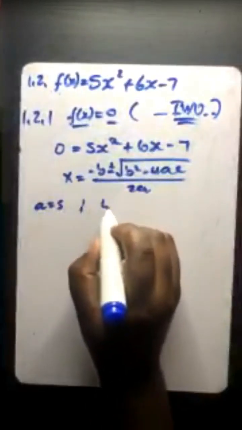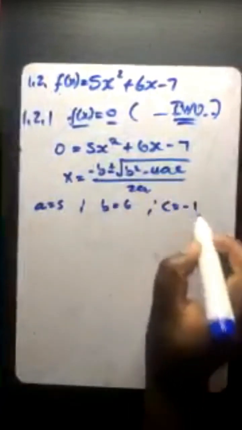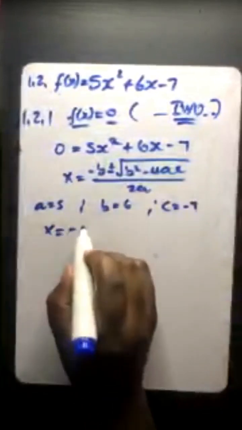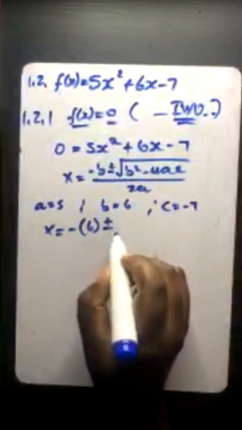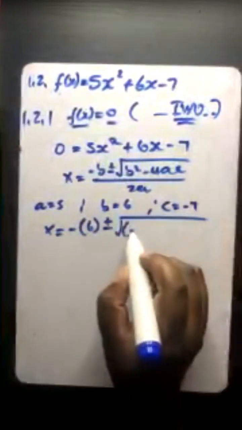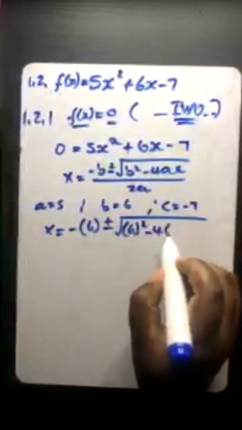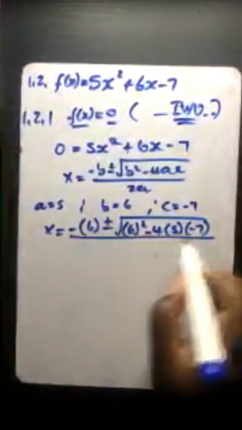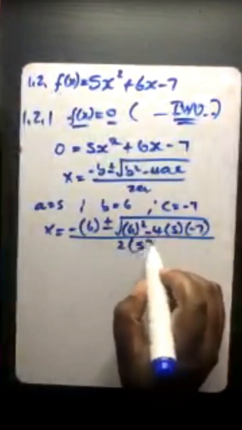I like it when you say a is equals to that, and then b is equals to that, and then c is equals to that. So here you need to show that calculation. It's negative because the formula says negative, you say plus or minus. There, what is the b? It is positive 6 squared minus 4. What is your a? It's 5. What is your c? It's negative 7. The whole of that divided by 2a, your a being that.